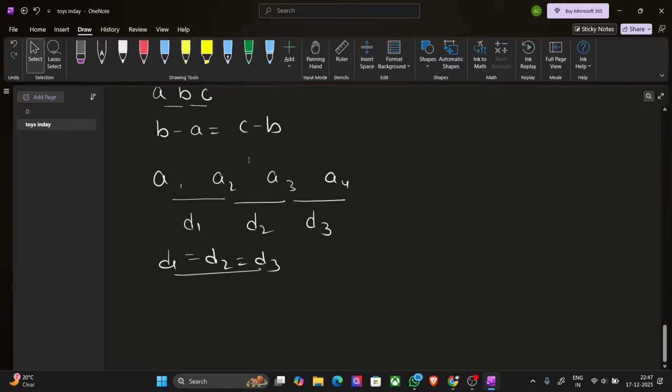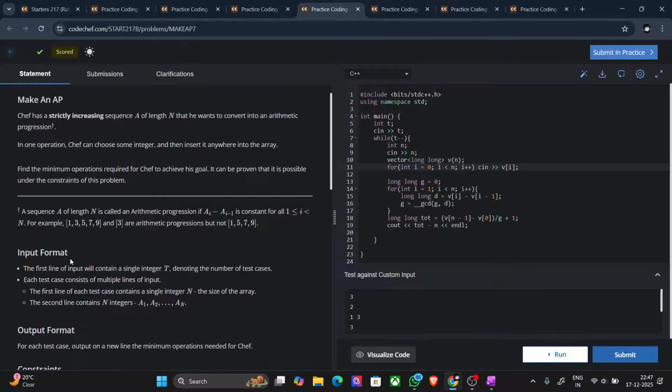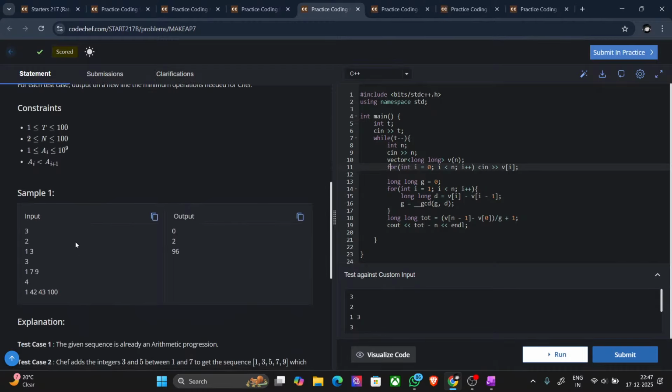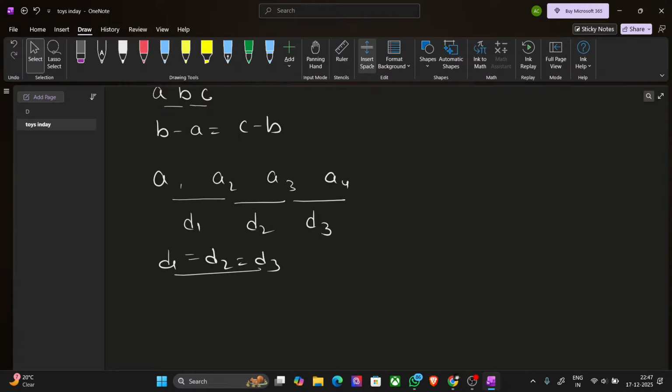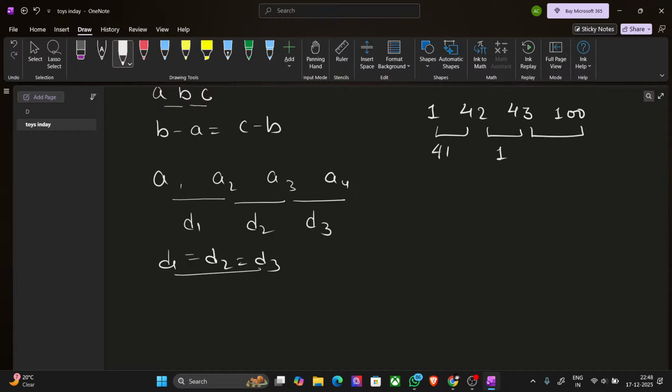Let's take an example: 1, 42, 43, and 100. Okay, so we are given 1, 42, 43, and 100. Alright, in this, as you can see, difference 1 is 41, difference 2 is 1, and difference 3 is 57. Right, now I have to make all these differences the same, or I can add some elements to make these differences the same. How can I do this?